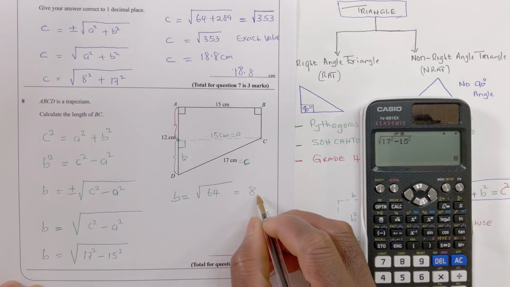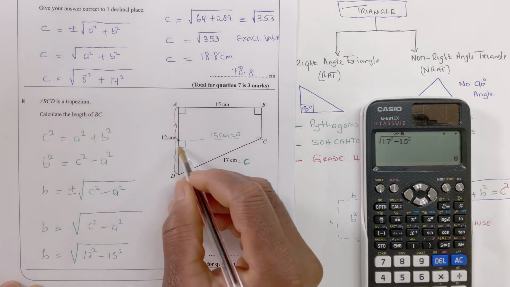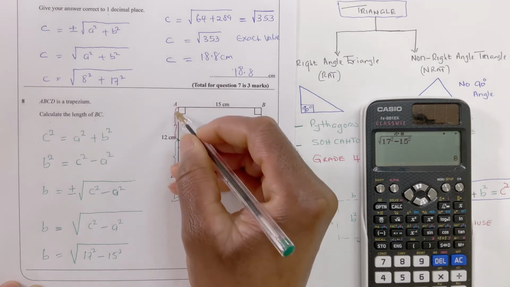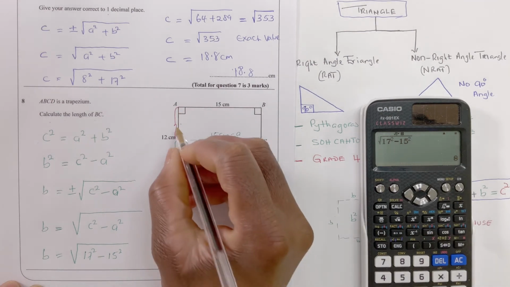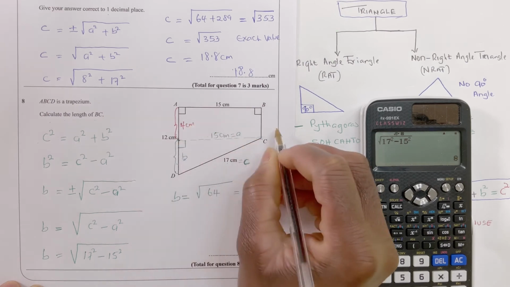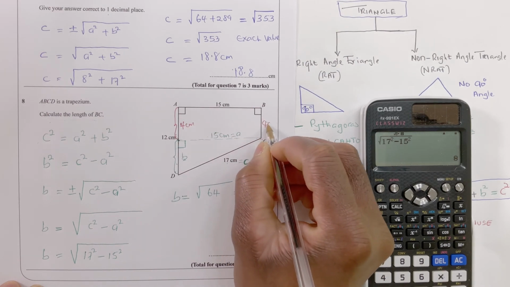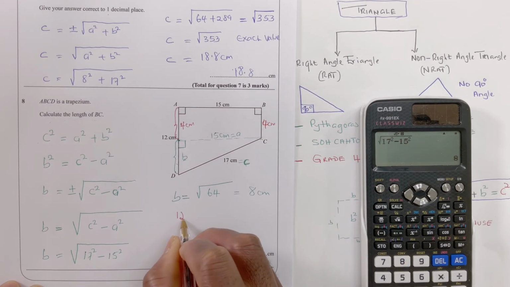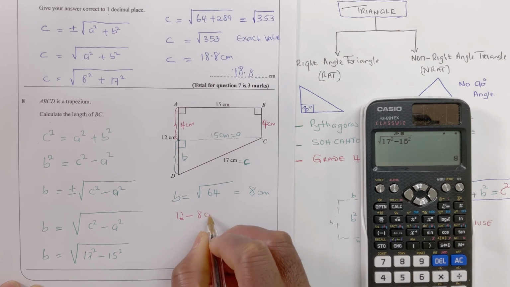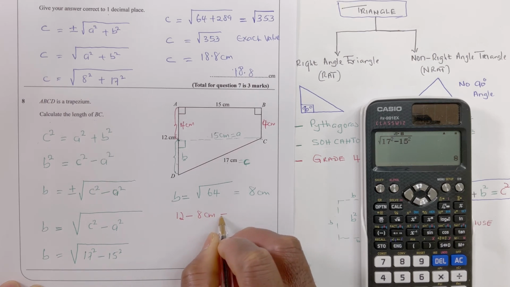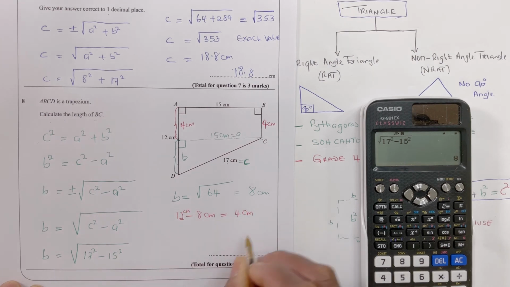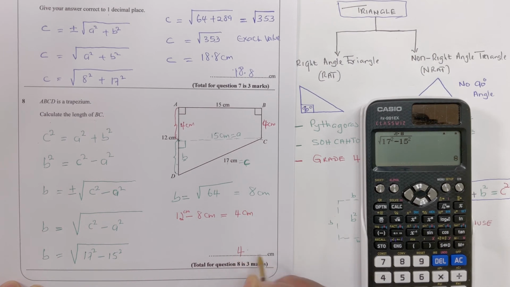So that's 8 centimeters. If here is 8 centimeters, what would that be if the whole thing is 12? This one has to be 4 centimeters, which makes that 4 centimeters. How do I get that? It's 12 minus 8 centimeters, which is equal to 4 centimeters. That's 12 centimeters, by the way, and this is 4 centimeters.